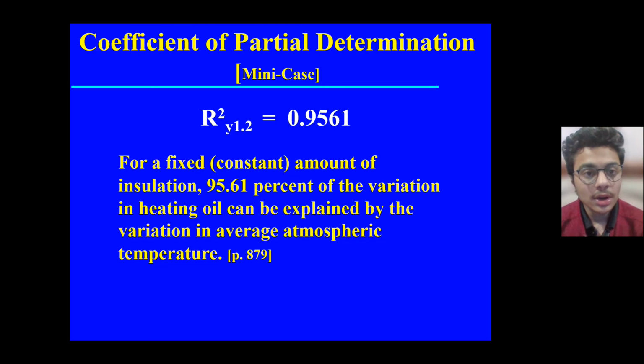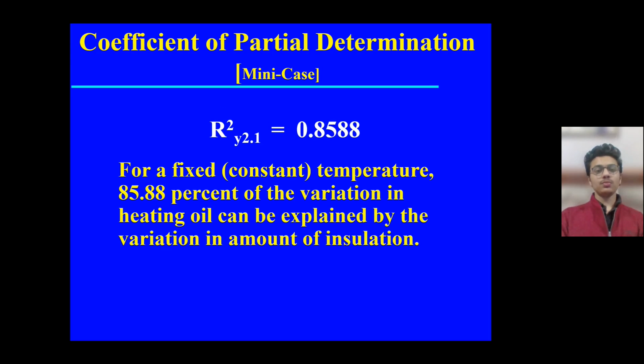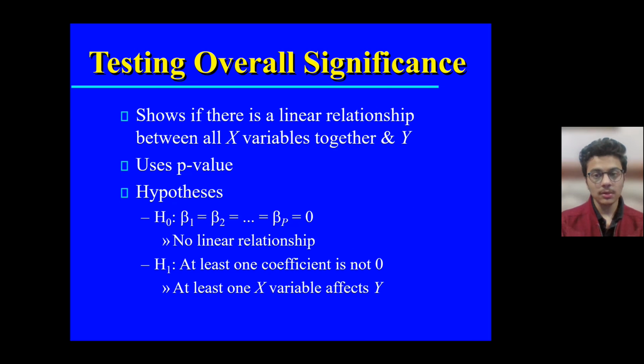Coefficient of partial determination continues. R square is equal to 0.9561. For a fixed amount of insulation, 95.61% of variation in heating oil can be explained by the variation in average atmospheric temperature. Coefficient of partial determination continues. These are some examples, so we are going to skip this. You can check the PPT further on.